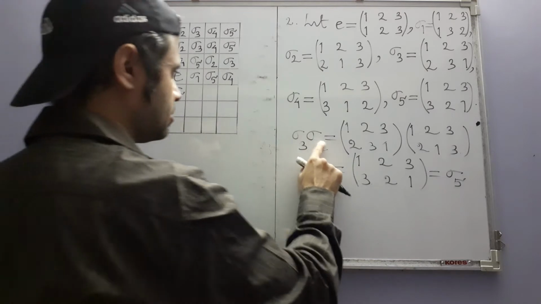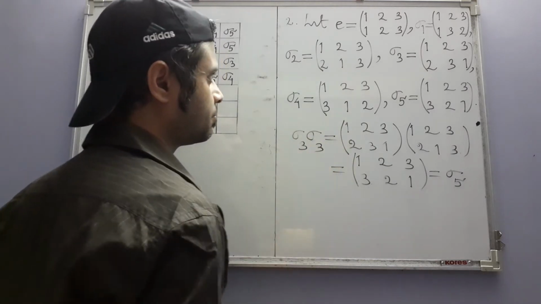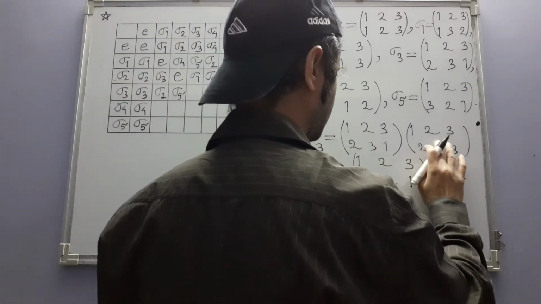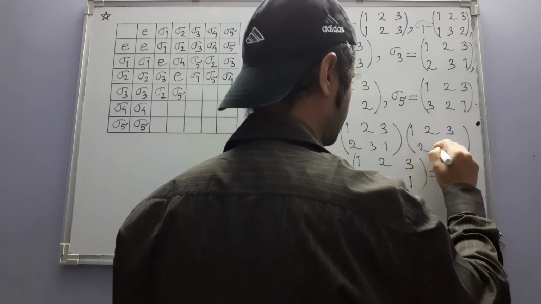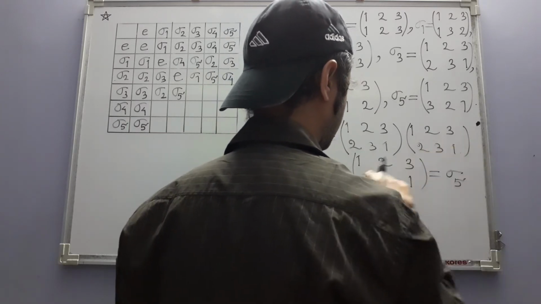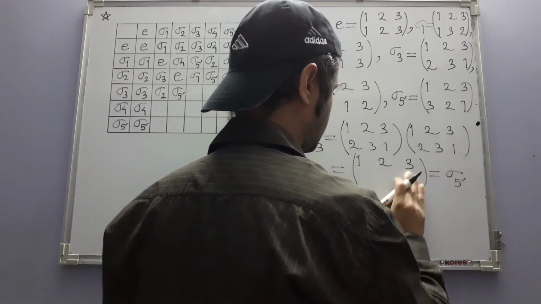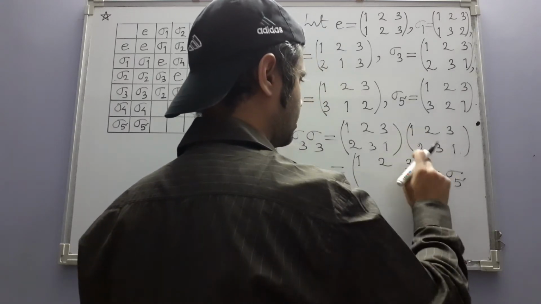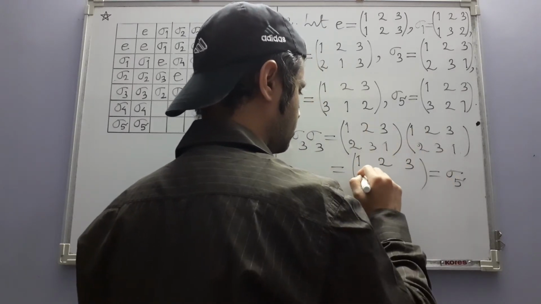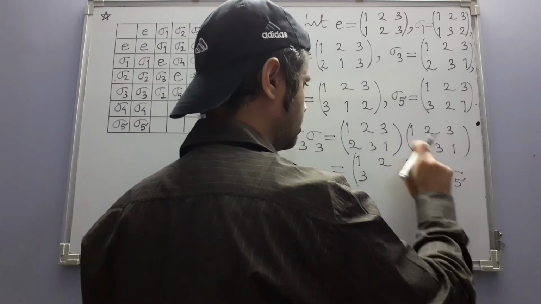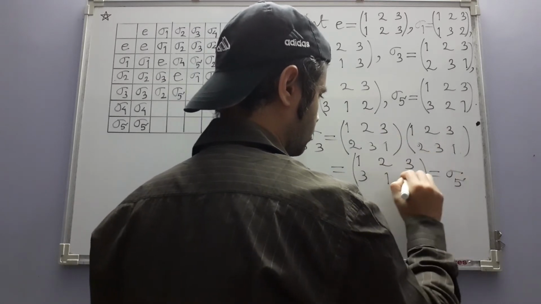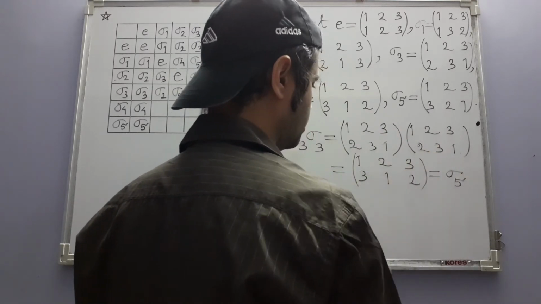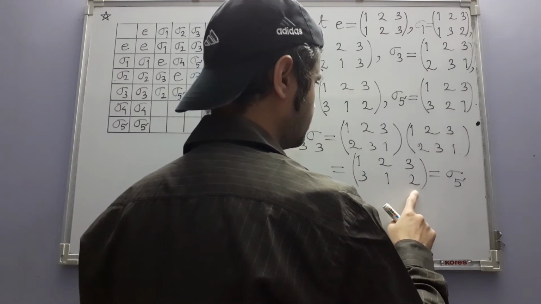Then sigma 3, sigma 3. So 2, 3, 1, 2, 3, 1. 1 to 2, 2 to 3, 1 to 3, 2 to 3, 3 to 1, 2 to 1, so this is 2, 3, 1, 2.